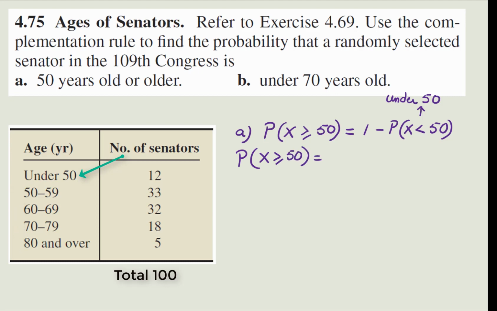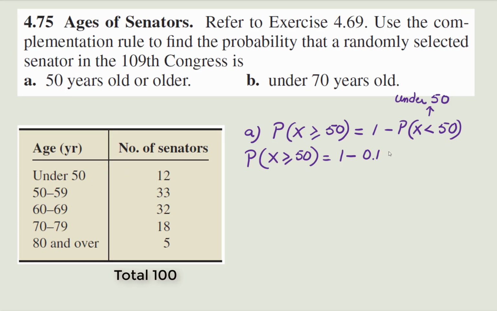Now, P of X under 50 is equal to 12 over 100, 0.12. Now, 1 minus 0.12 is equal to, let me see, 0.88 or 88%.